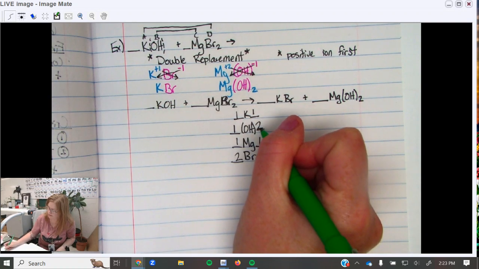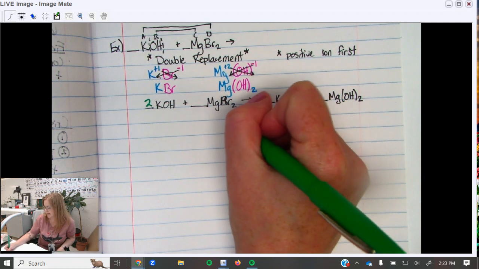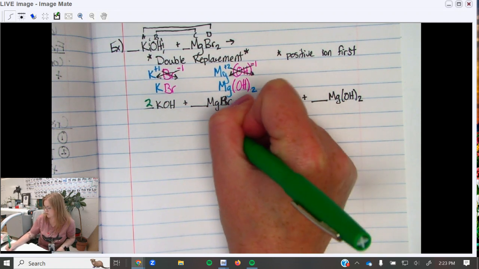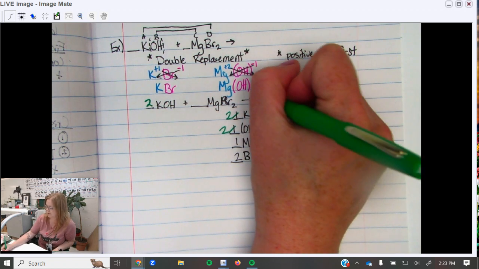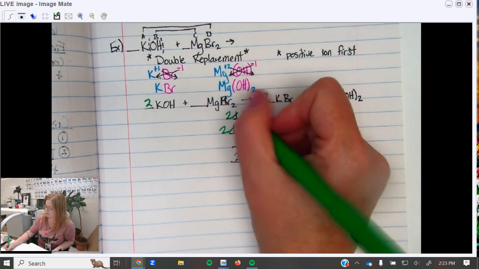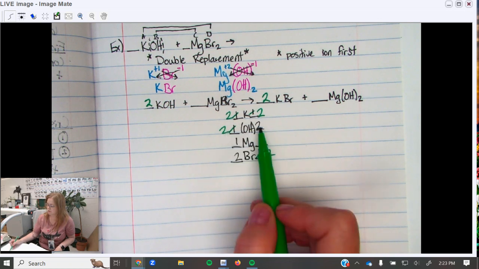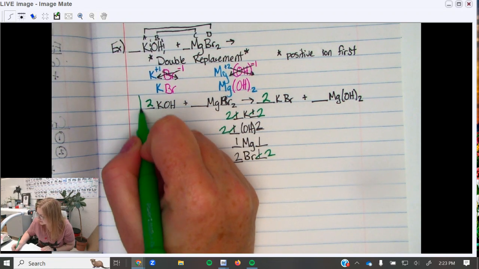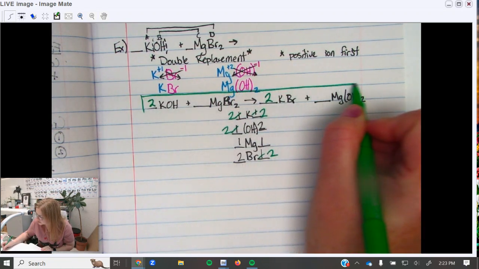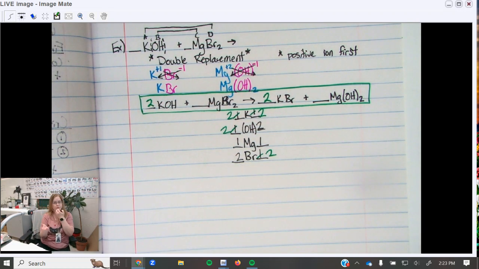Let's start with the OH just because it's first on my list. So I have 2 over here on this side, so I need 2 over here. So I'm going to put a 2 out front. So that gives me 2 Ks and 2 OHs. Great, I balanced my OH, but now I threw my K out of whack, so I'm going to put a 2 here. That 2 gives me 2 Ks and 2 Brs, and now I have 2 and 2, 1 and 1, 2 and 2. I am done. I did it. This is my final balanced reaction where I correctly predicted the products. It's a lot of work. Double replacement is a lot of work. Single replacement is a lot of work.